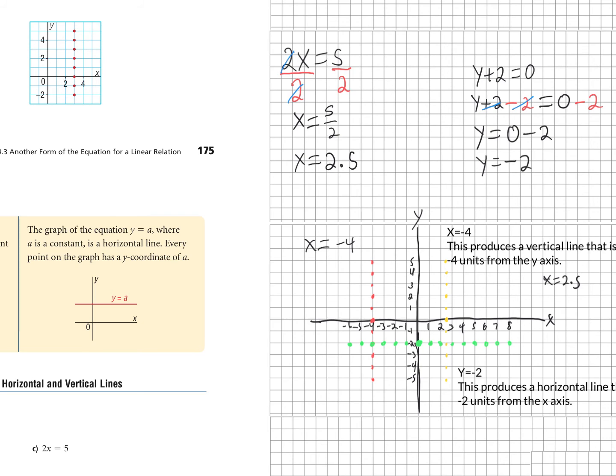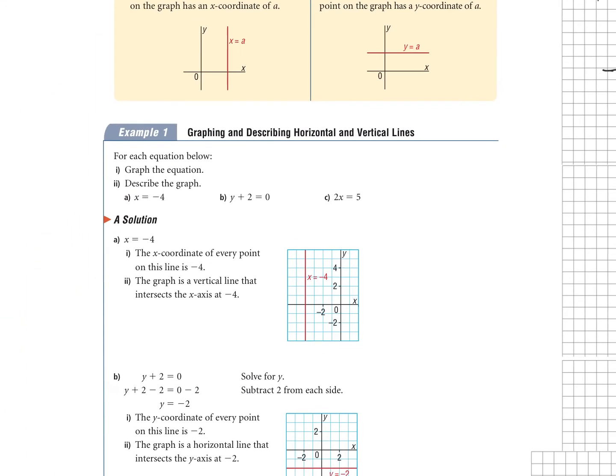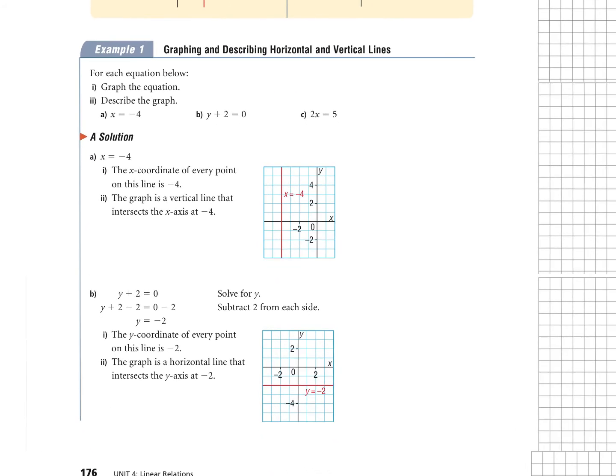So just like what we had in this here, sorry, with x equals -4, going right here, -4. Here, this is 2.5, so you're going halfway between 2 and 3, creating a vertical line right here. Okay, so when we look at our solution, it should match exactly what we have here, and it does.